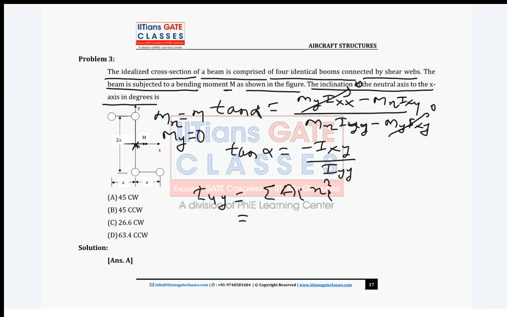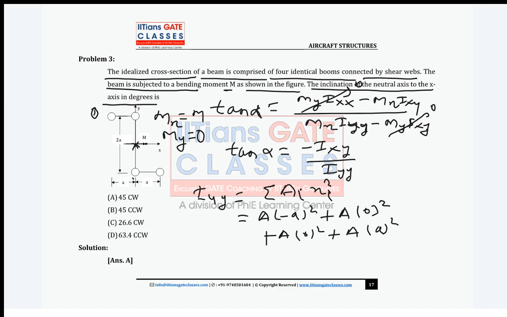Now, Ai. So the first boom is this. What is the area? A. What is the Xi distance from centroid? It is minus A square. Then this boom, what is the area? A. What is the distance? 0. Then this boom, what is the area? A. What is the distance? 0. What is the last boom? A. What is the distance? Plus A square. Clear, guys? Iyy, is it clear? Iyy calculation?